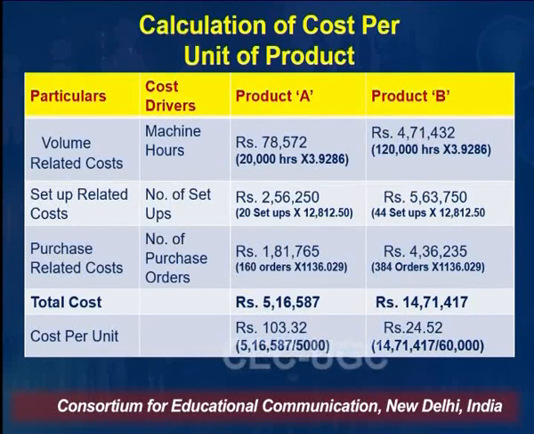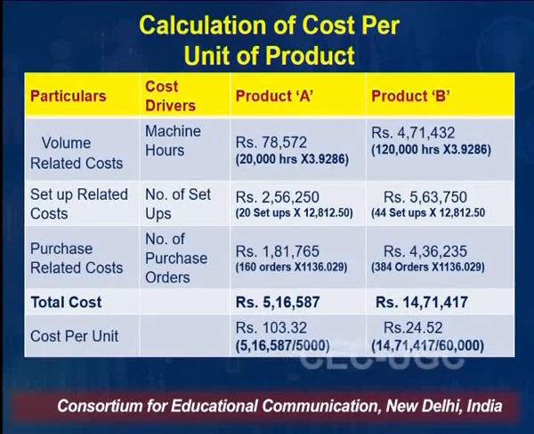3.9286 we'll multiply it with the 20,000 hours to arrive at this value of 78,572. The same process shall be implemented for product B also. I am not repeating that. You can see the calculation, 1,20,000 hours into volume related cost rate.